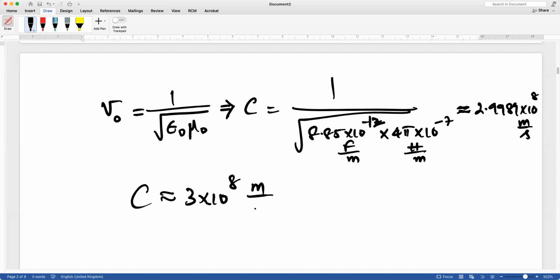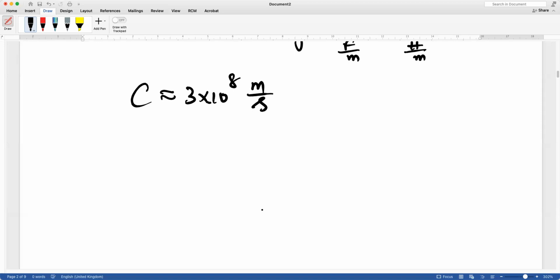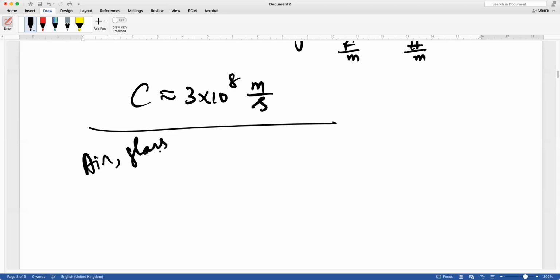Is that okay? Okay, yes. So now this is good. This is for the vacuum. But let's say we go to some other medium. Let's take it as air, or it could be glass or something. Then we can calculate the velocity in that medium by the same thing.